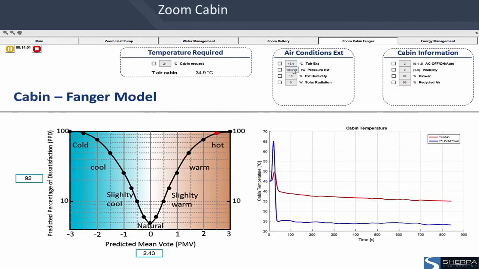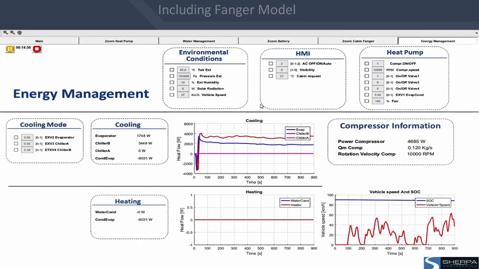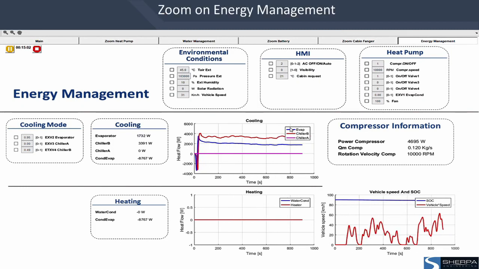power calculations. We also have a dedicated tab for the current cabin conditions, which comes with its dedicated finger model for dissatisfaction percentage prediction. A plot of cabin temperature over time can also be found here. And last but not least, we have the Energy Management panel. It comes with three different graphs that reflect the system's current state, which we can control as follows.